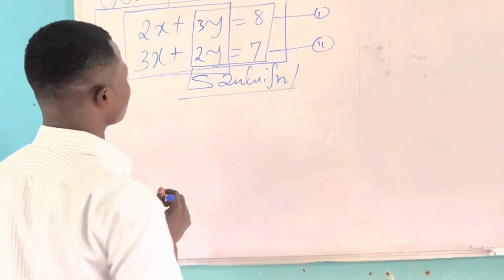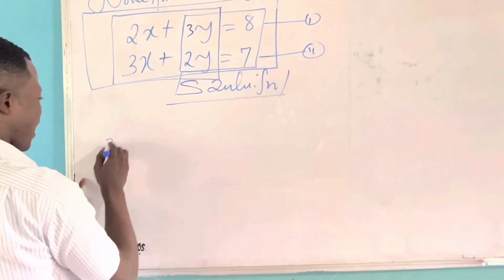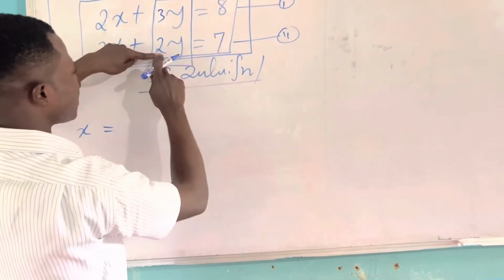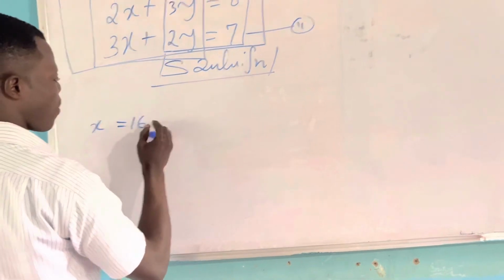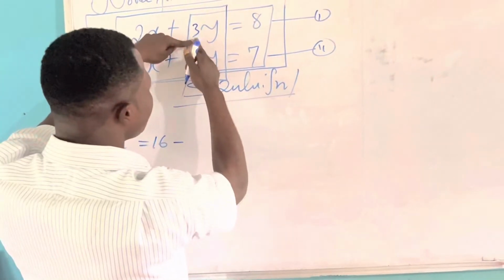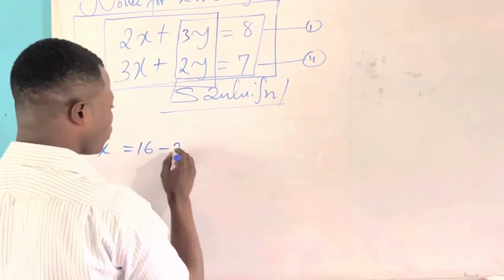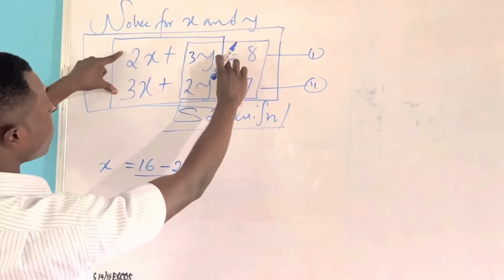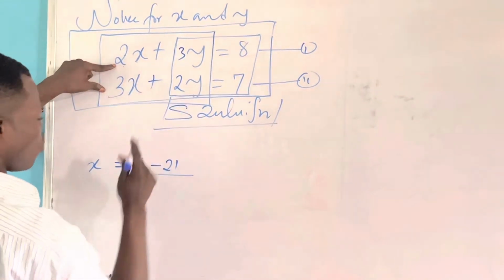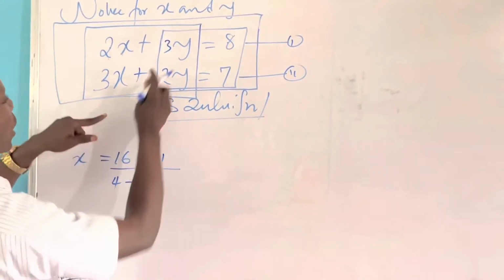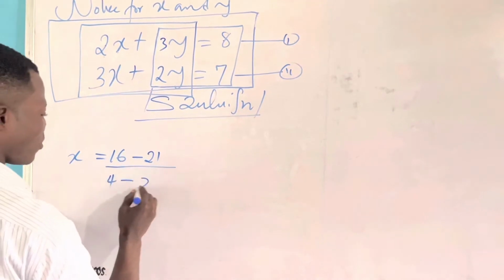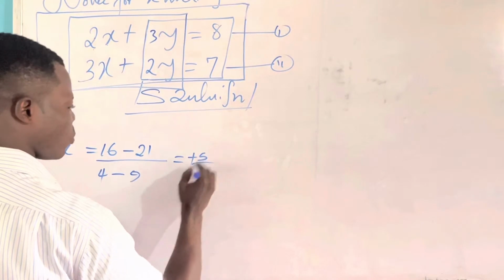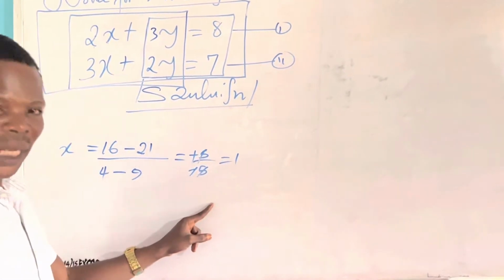Let's see how it works. So firstly, my x will be equal to, so you use this to multiply this. 8 times 2, we are going to have 16, minus 3 times 7, we are going to have 21, all over. Then you come to the second one. So 2 times 2 will give us 4 minus 3 times 3 here will give us 9. The answer will now be minus 5 over minus 5. So this will cancel to give us 1. That is the value of x.